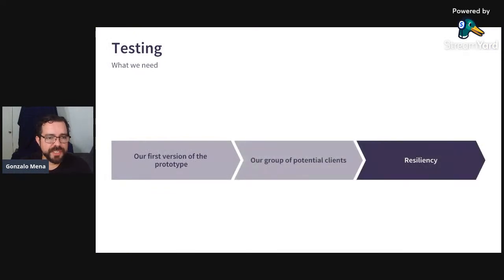So what do we need for testing? We need our first version of the prototype, which is what you should have constructed during the week, and a group of potential clients, which is ideally the same people that we talked to in the Empathize stage, but should be by all means a group of people that fulfill 2 main requirements.